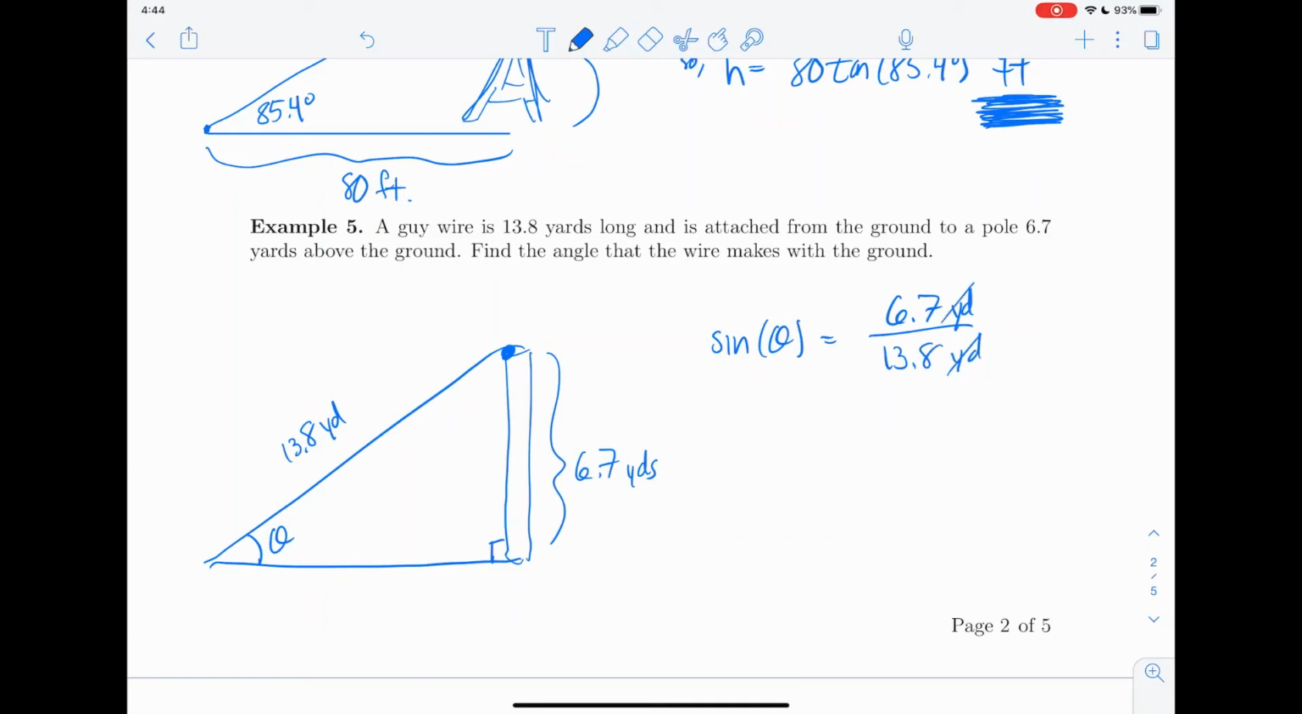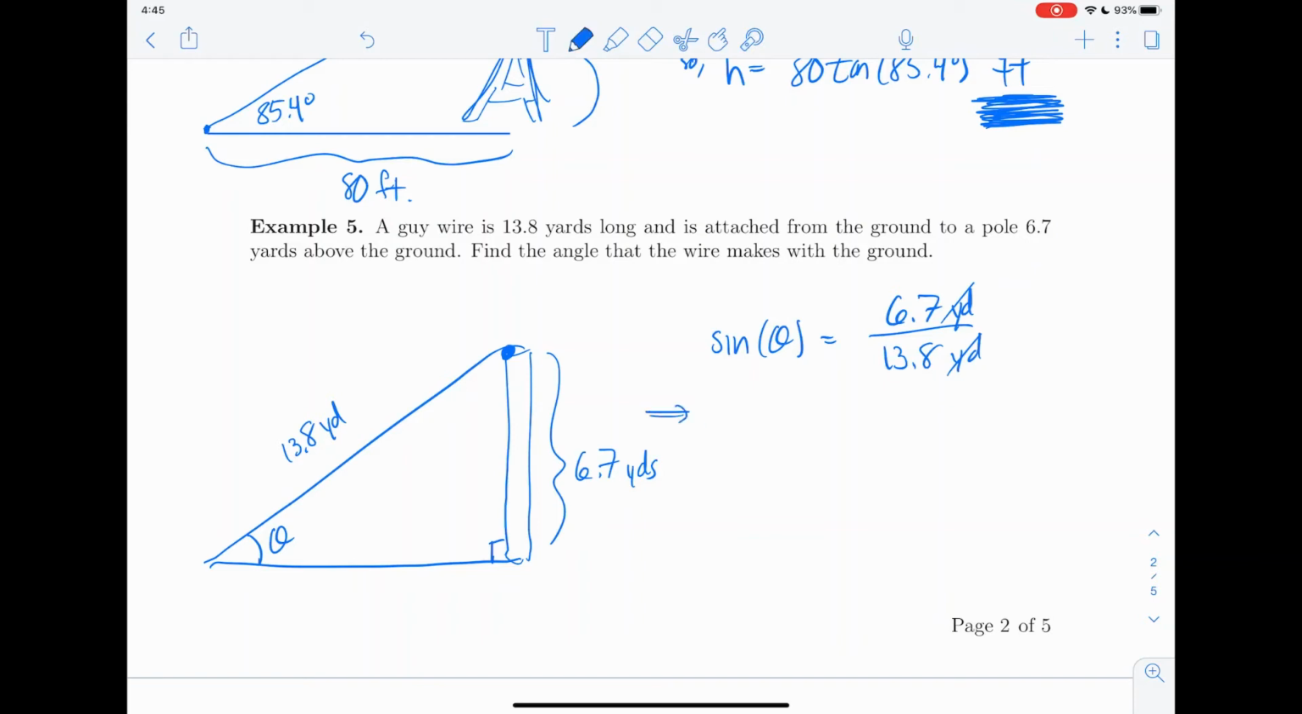The yards cancel. This angle is then going to be equal to what? Well, how do we start with something like sine of theta equals a quantity and then gain access to that theta? We have to undo the sine, and the best way to do that is to take the inverse, the arc sine of both sides.